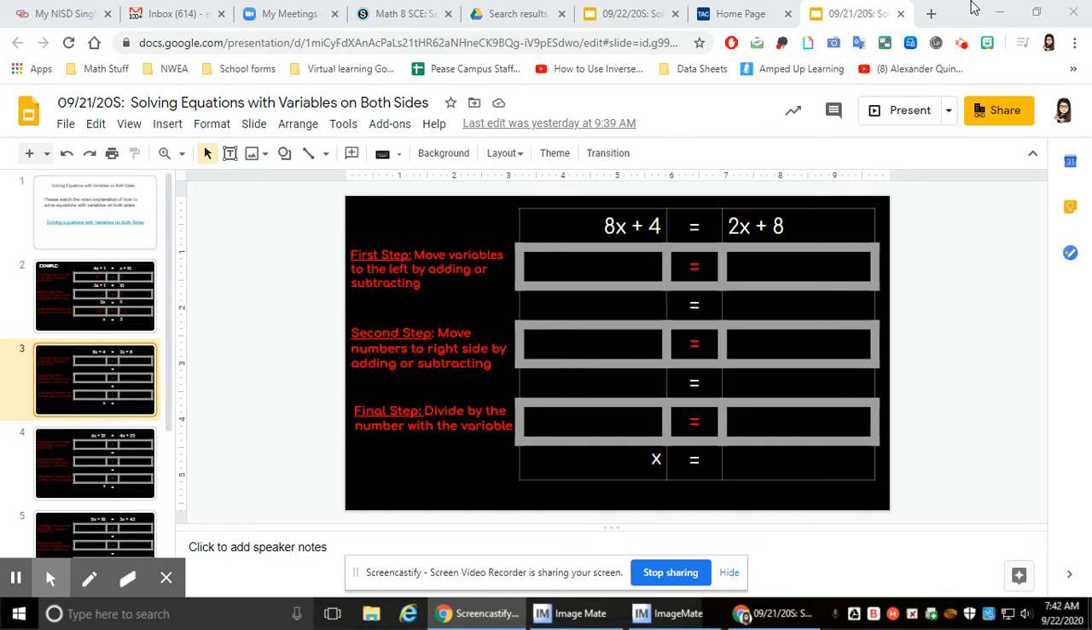Today I'm going to go over solving equations with variables on both sides of the equal sign. Our first equation is 8x plus 4 equals 2x plus 8. Our first step, move variables to the left side by adding or subtracting.